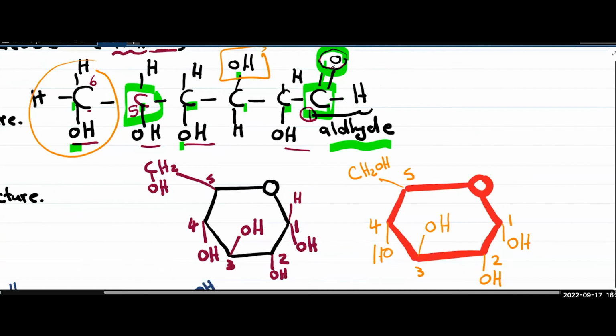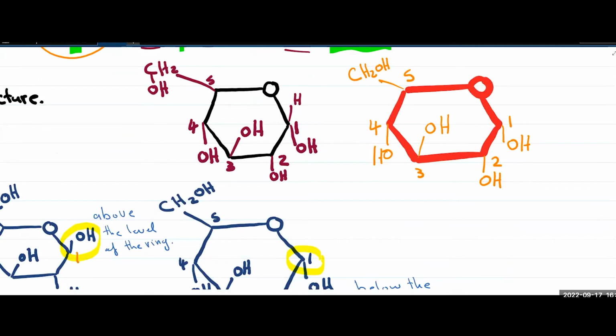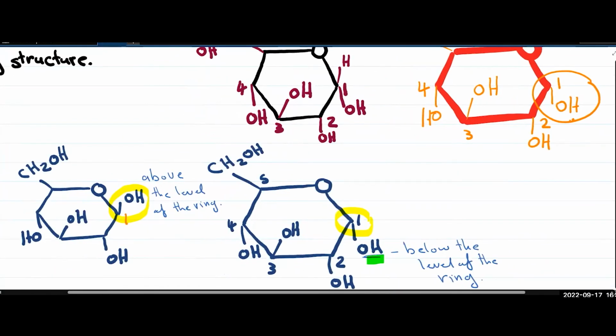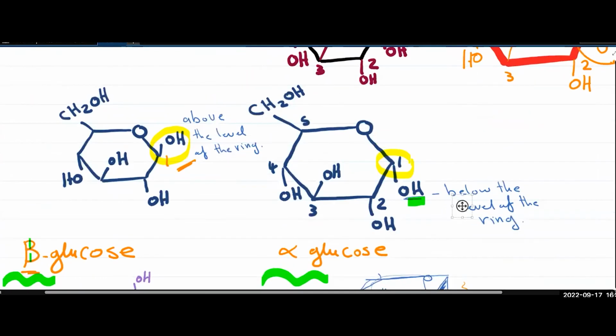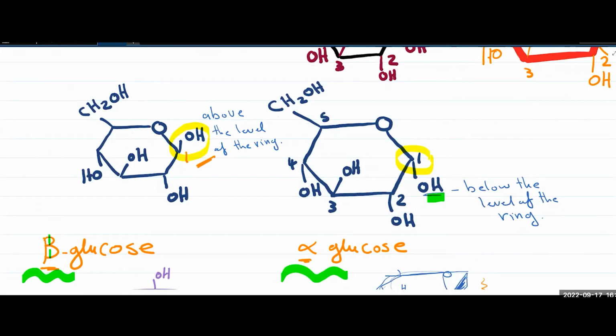Okay, this is the ring structure of glucose, right? But after that, they found that if we look at carbon number 1, the hydroxyl group could be down like that, or could be above the level of the ring like that. So how can we differentiate between them? We will call this one alpha glucose and this one beta glucose. What is the difference between alpha and beta one more time?